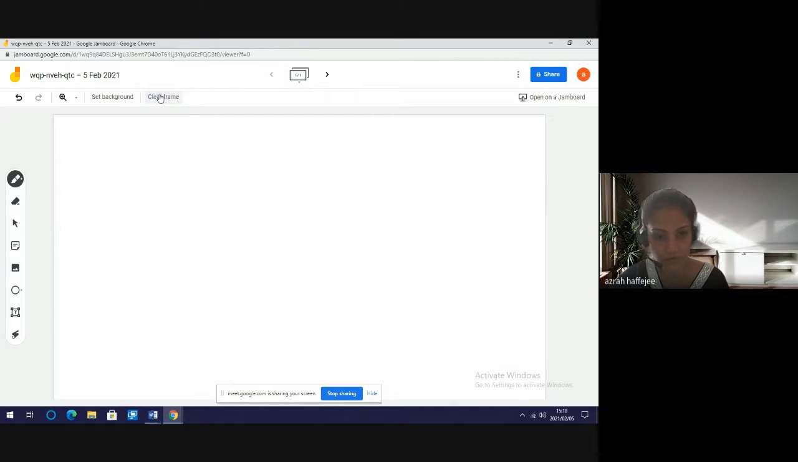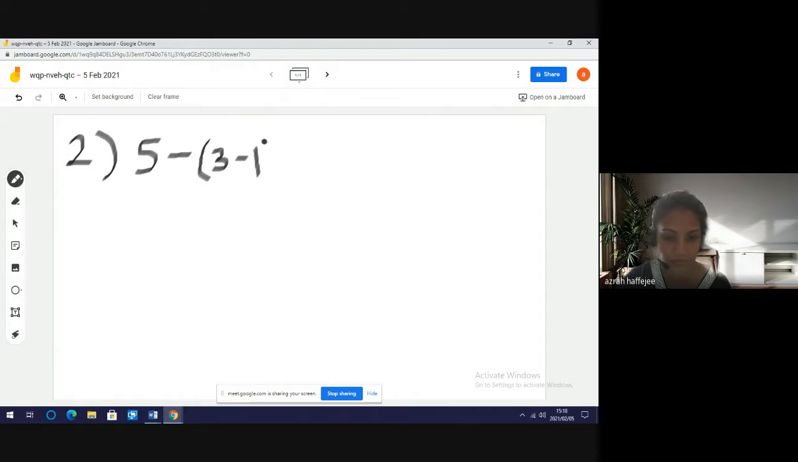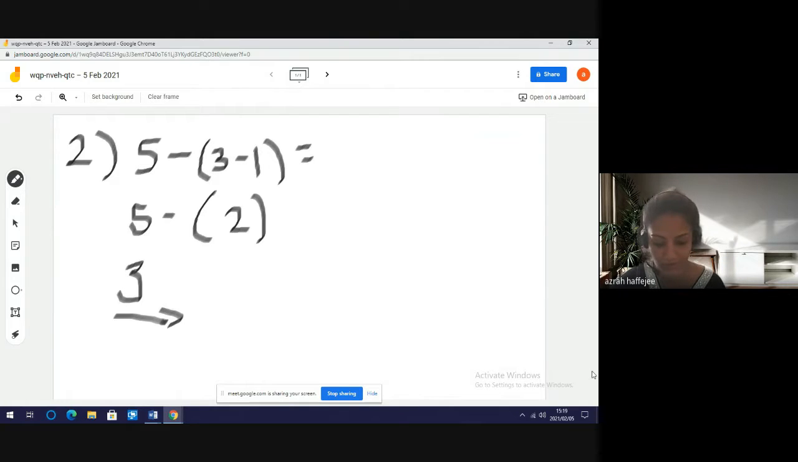We could also do this using a minus sign. For example, 5 minus (3 minus 1) is equal to what? So first we need to work out our brackets again. So we bring down the 5, bring down our minus sign. What is 3 minus 1? So if I have 3 and I take away 1, I'm going to be left with 2. So our answer in the bracket is 2. And now we can say 5 minus 2, which gives us 3. And we have worked that out perfectly.